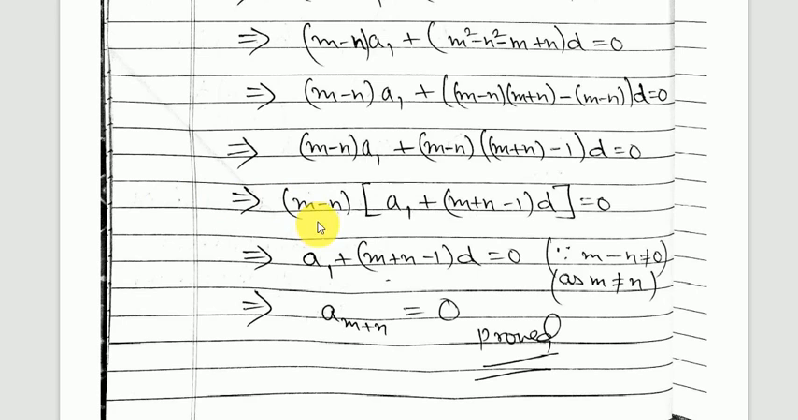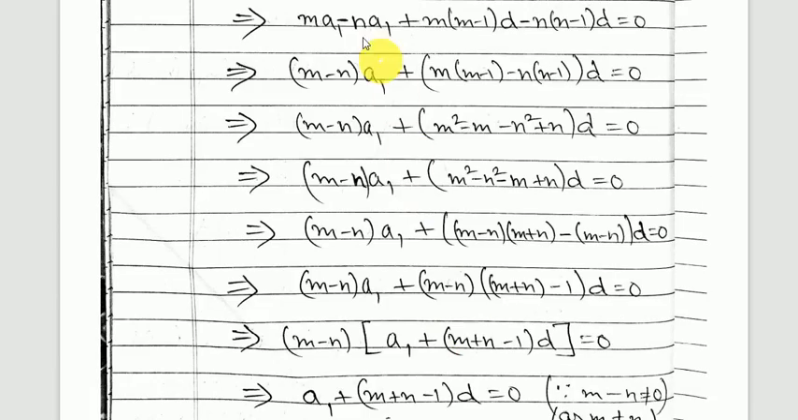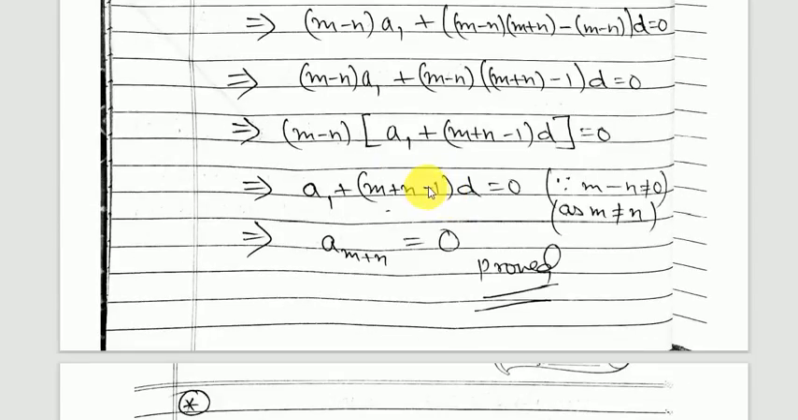Now m minus n cannot be 0, so either this or this has to be 0, but m minus n cannot be 0 because these are two different numbers. m and n are not equal, so obviously that difference won't be equal to 0. So this part has to be 0. That means a1 plus (m plus n minus 1) into d has to be 0. So this is nothing but the m plus nth term equal to 0. So we proved it. Please go through these steps. If you have any problem, you can always ask me.